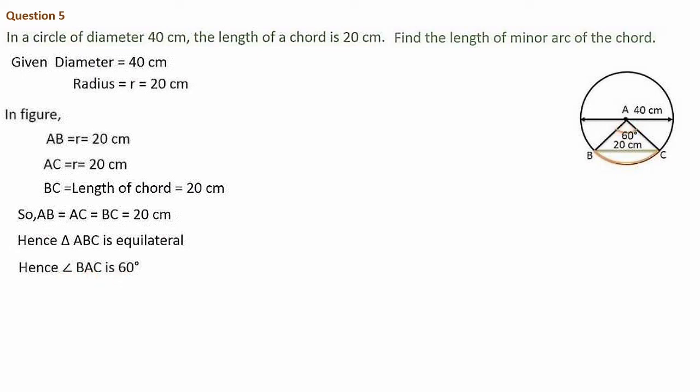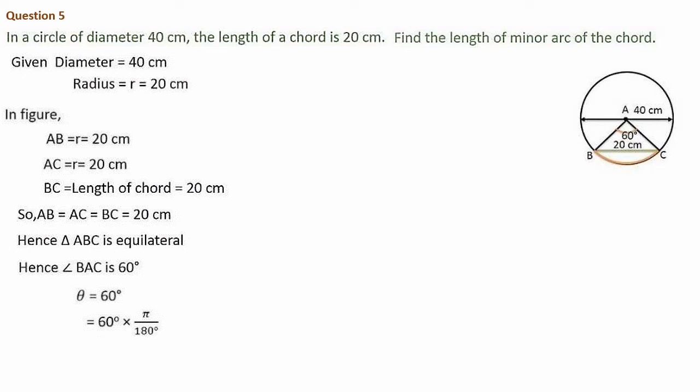Why? Means in an equilateral triangle, three sides are equal. Same way, three angles also will be equal. So three equal angles means 60, 60, 60 will be coming. So total 180. So theta is equal to 60 degree. Here we are asked to find out the length of the minor arc. Means length of this arc BC we have to find out.